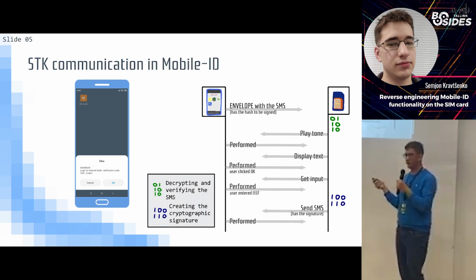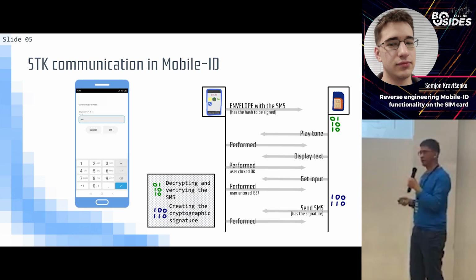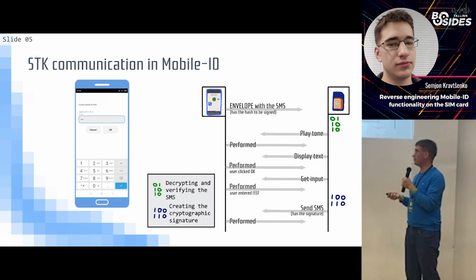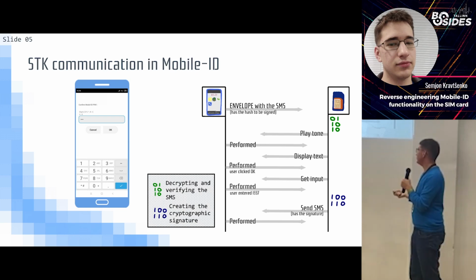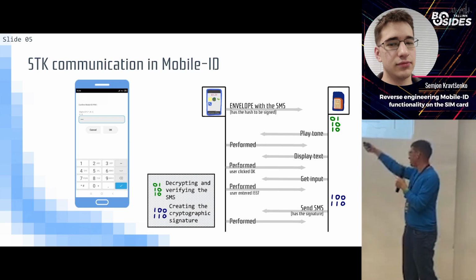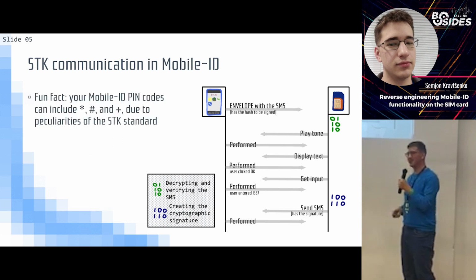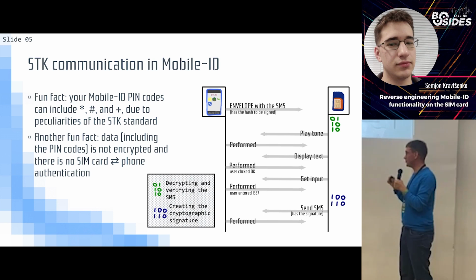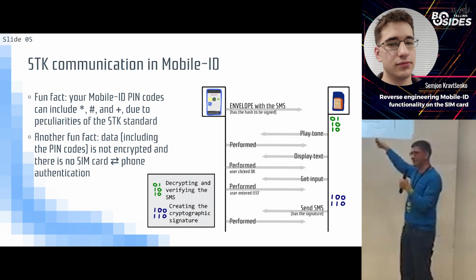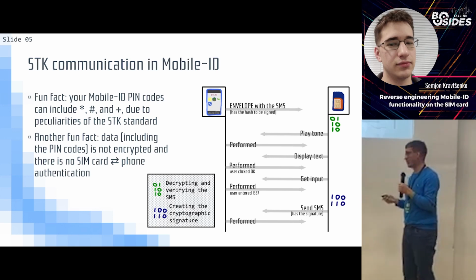Now, when the user clicks OK, the SIM card will be notified about it and ask the phone to show this prompt where a user should enter some data. In this case, it's the PIN code. Now, one funny thing about this prompt is that you can see there's a star sign, hash sign, and plus sign present. That is because you can actually type them in. And you can have these symbols present in your Mobile ID PIN codes. Another funny thing is that all this communication is not encrypted, and there is no mutual authentication, which means that you can read the PIN codes right from Wireshark. Or you could have some other device that sniffs communication between those two, and then you can see it too.